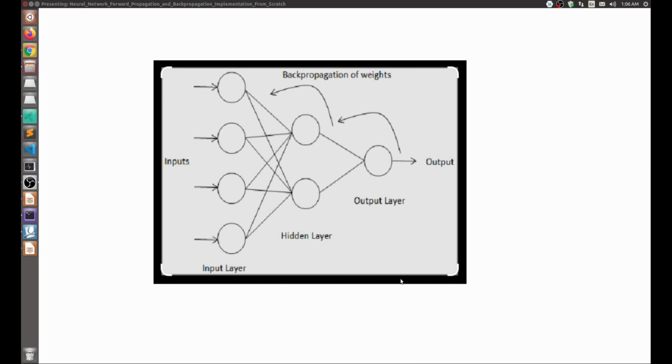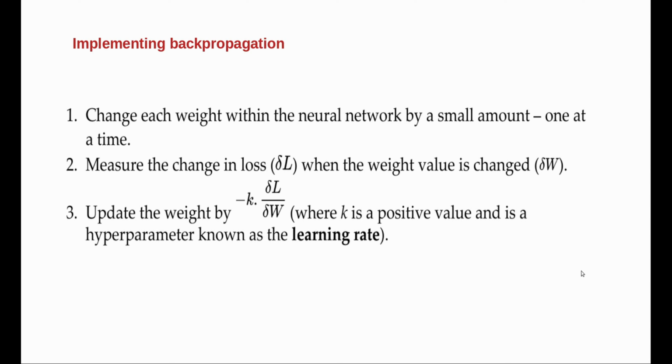So for now, let's go over quickly the very basic algorithm of backpropagation, which has mainly three steps. Change each weight within the neural network by a small amount, one at a time. Then measure the change in loss when the weight value is changed. That is, we change the weights, measure the loss, and then update the weight by this factor: minus k times del L by del W, where k is a positive value and is a hyperparameter known as learning rate, and del L and del W are the change in loss and change in weight respectively.